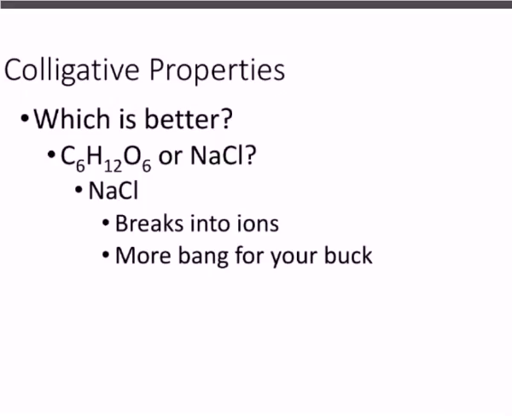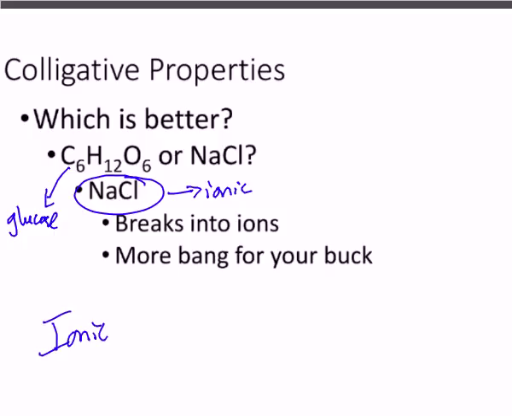All right, so let's talk about colligative properties there. Which is better, C6H12O6, glucose, or NaCl? Which one's going to be better? NaCl. Why NaCl? Because it's ionic, guys. That's what it is. Ionic compounds are better than molecular ones. So jot that down in your notes if you don't have it. Ionic compounds are better than molecular.